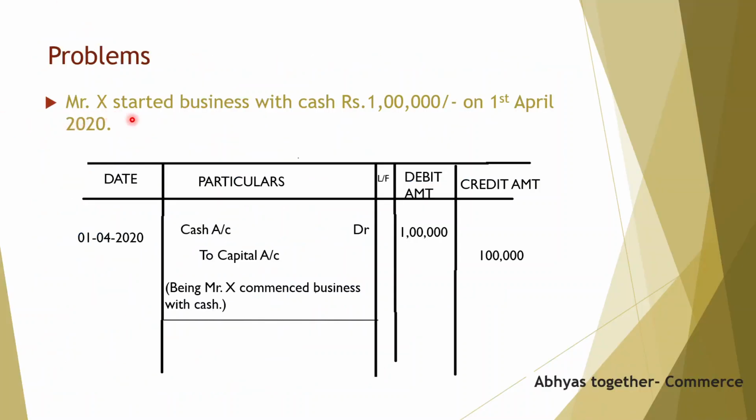The first one, Mr. X started business with cash rupees 1 lakh on 1st April 2020. So what is happening? Cash is coming into the business, right? Cash is coming inside. Debit what comes in. So we are debiting the cash account. Then we are crediting the capital account of X. So on 1st April 2020, cash account debit to capital account. Being Mr. X commenced business with cash. This is called a narration. So the amount is 1 lakh. We'll mention it in the debit column and we'll also mention it in the credit column.